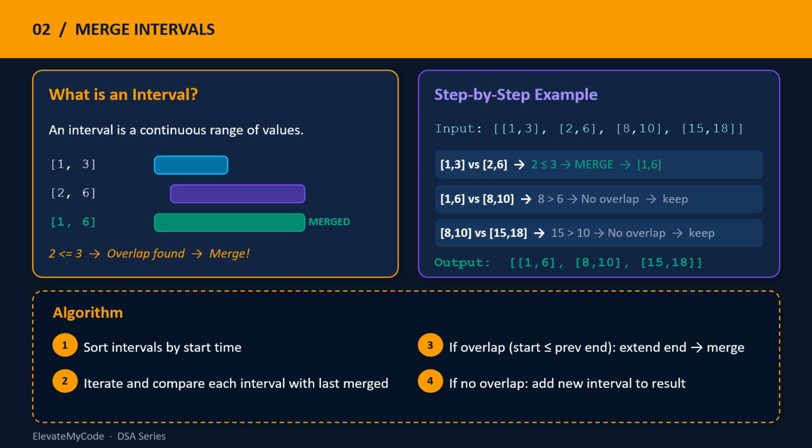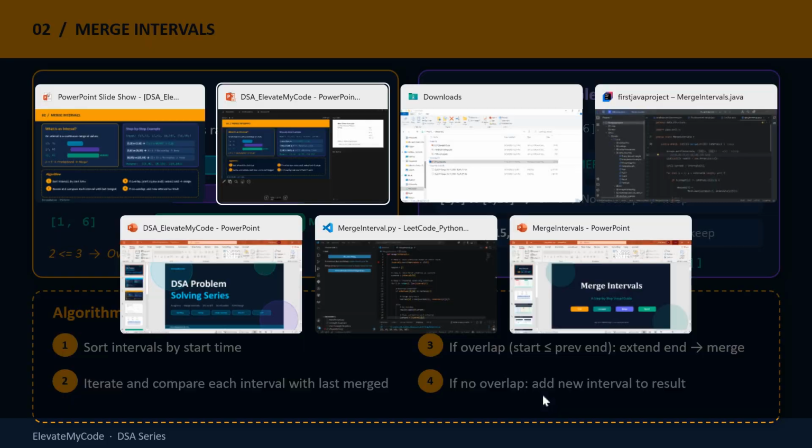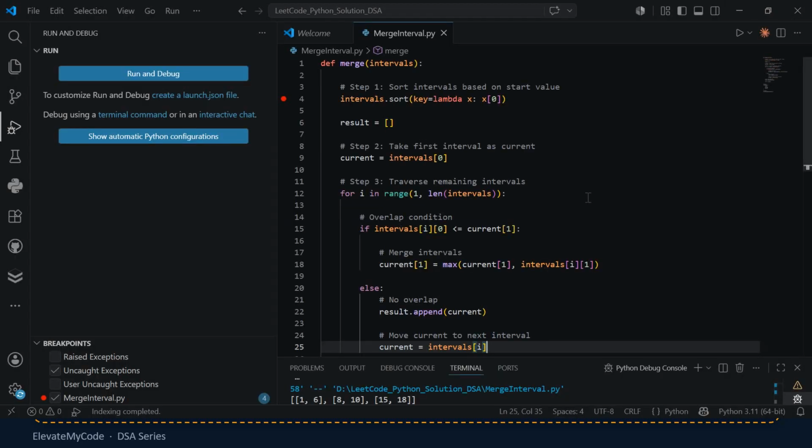This problem we will solve in Python as well as Java. First let's start with Python, then we will do Java. We will debug as well. What I'm doing here is creating a function merge, which takes one array, right? And first we are sorting. Sort is a function which will directly sort using the lambda function.